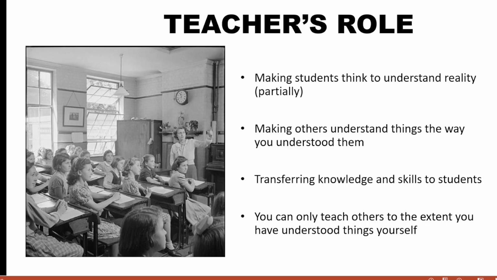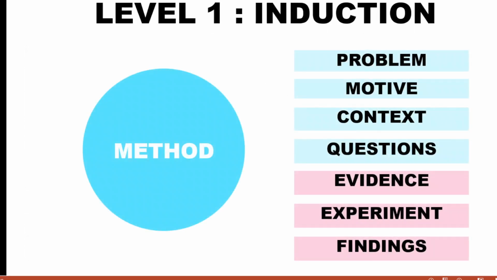So a bad teacher is someone who has not understood things themselves, and they are not able to present their case properly. So that's the issue. Now we are going to come to level one of induction. We first focus on the method of the researcher. We start with their problem. A problem is a gap between mind and reality. What were they thinking? What were they trying to find out?